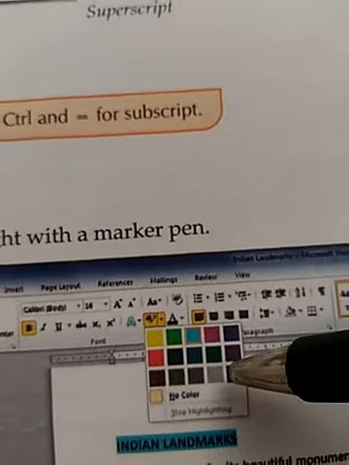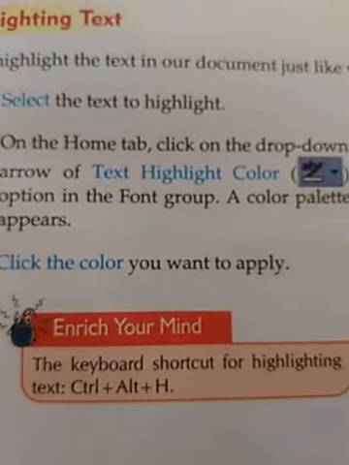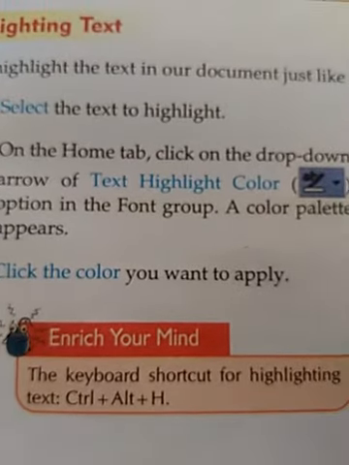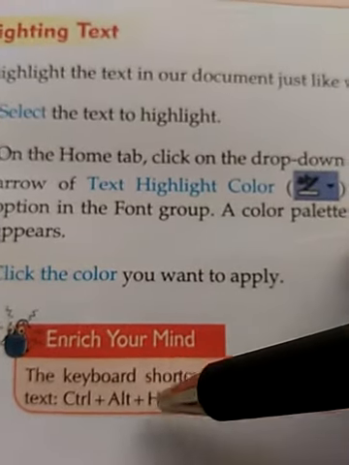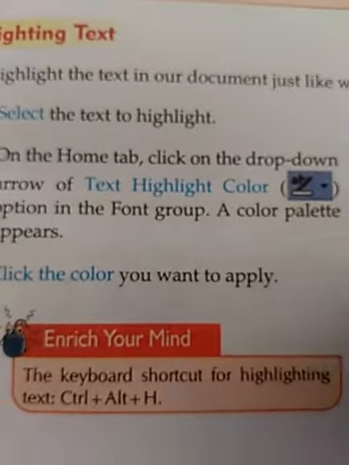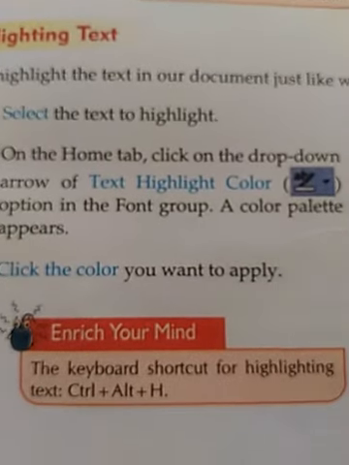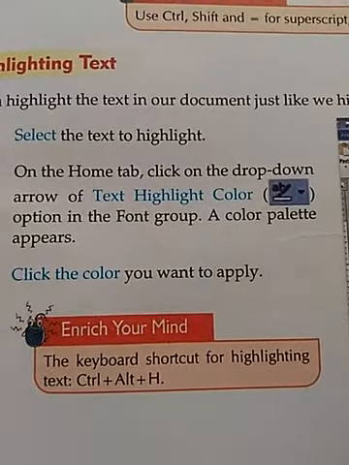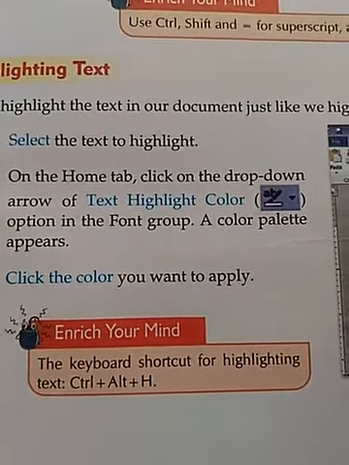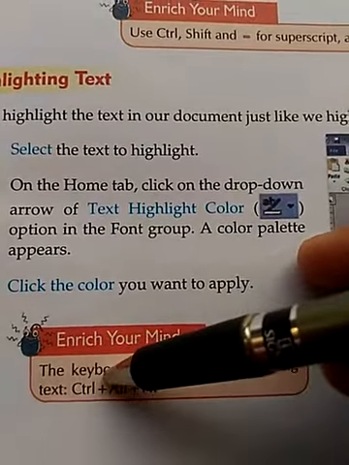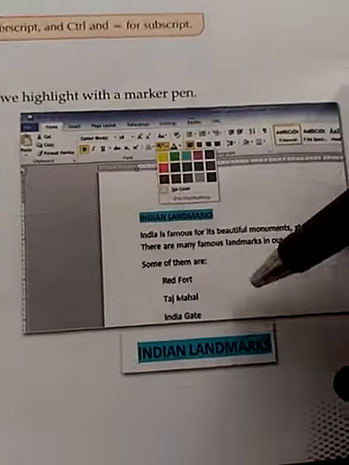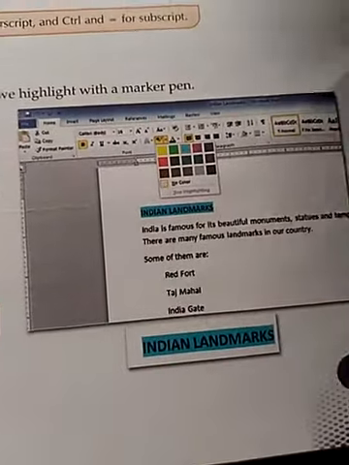The shortcut key for highlighting the text is Control plus Alt plus H. Remember this, this is a shortcut key, Control plus Alt plus H. If you simply press Control plus H, then Control plus H is the shortcut key for the replace option. But if you want to highlight the text, then the shortcut key is Control plus Alt plus H. This makes the text highlighted.